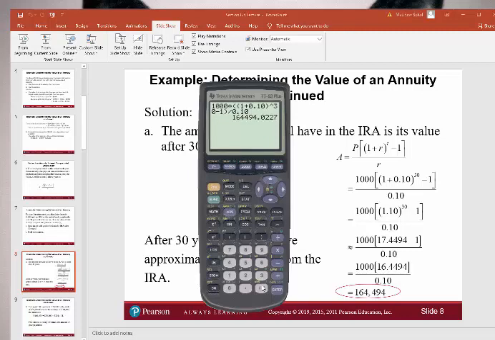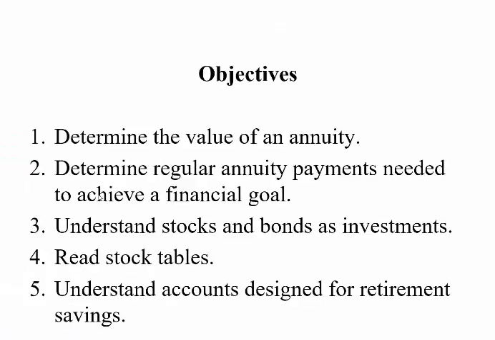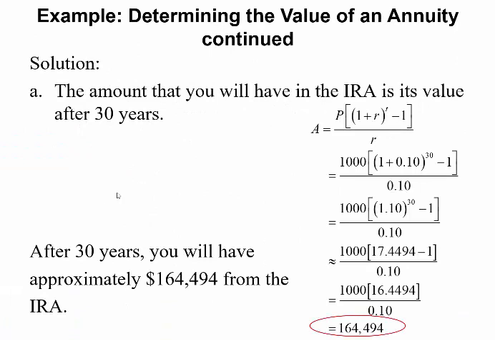If you're struggling with any of the calculator work, you're more than welcome to come and ask me for help. But all we did was take the principal, the rate, and the number of years, and just plugged it in. So after 30 years, you will have $164,494 in your IRA account.